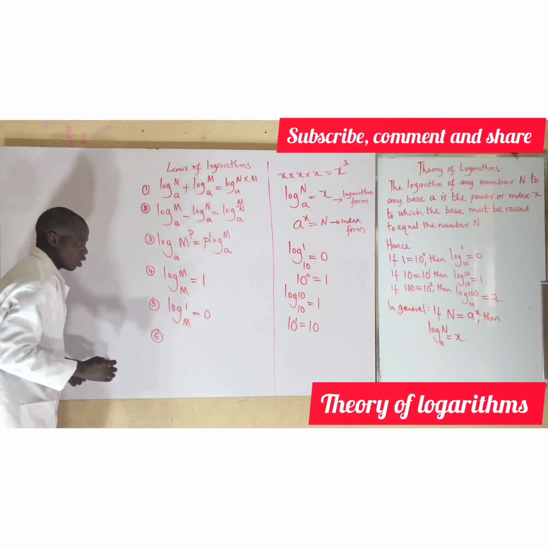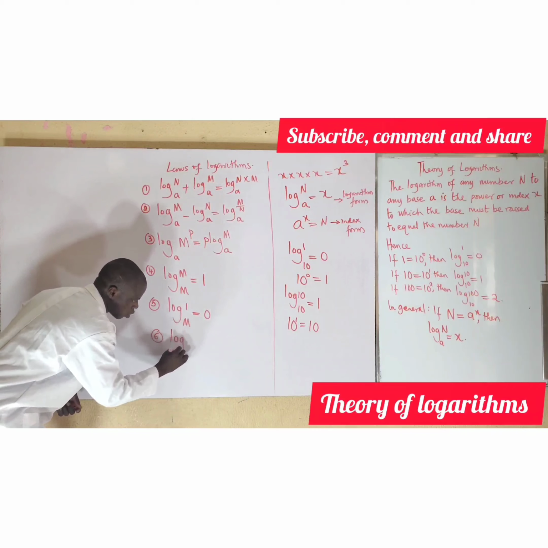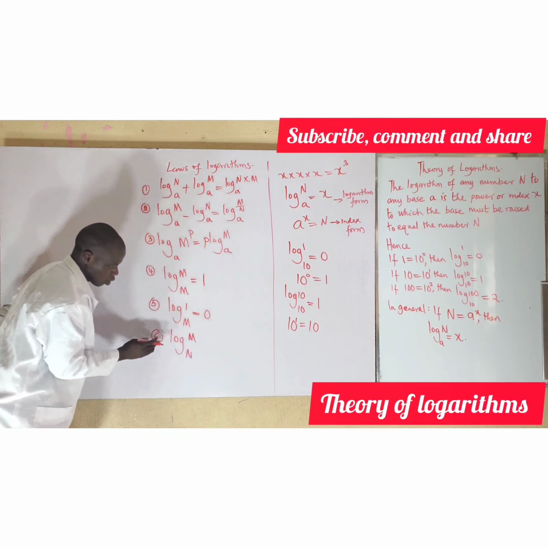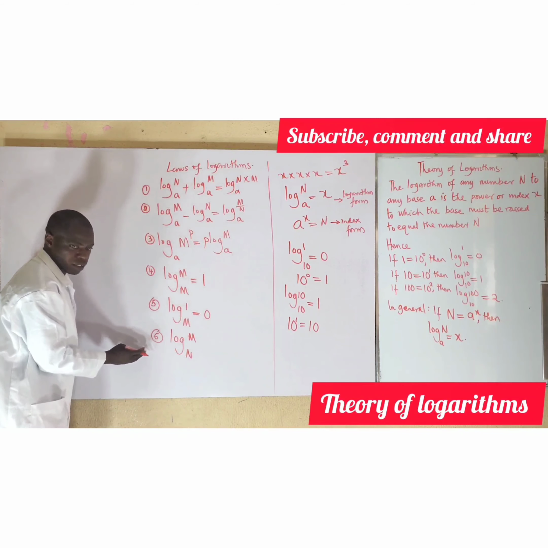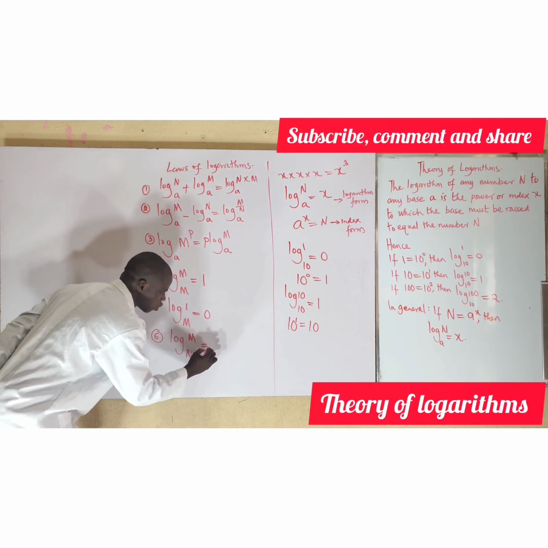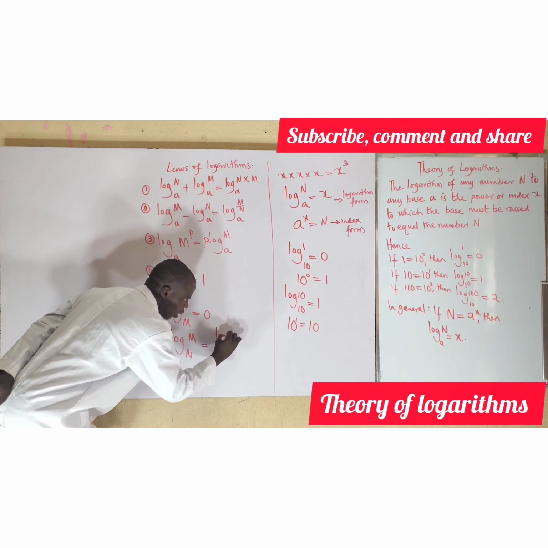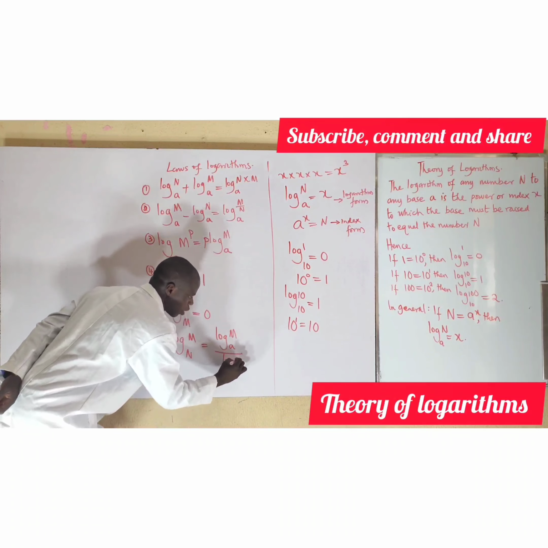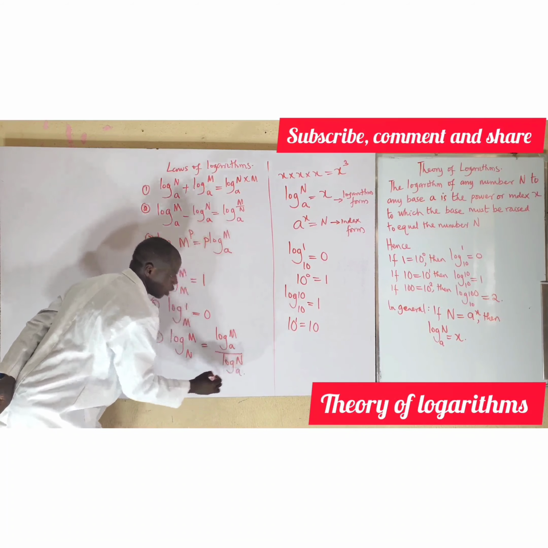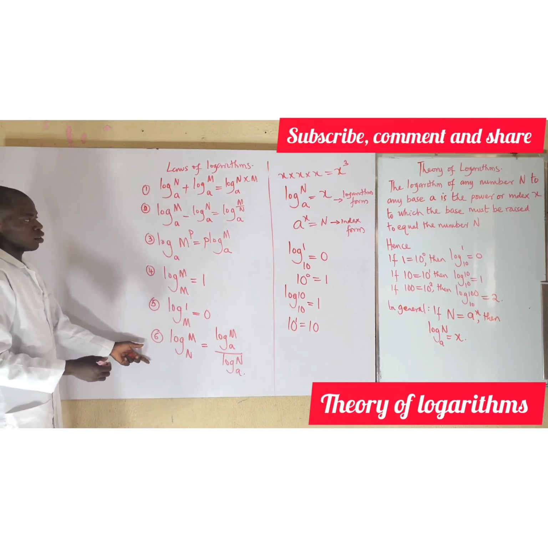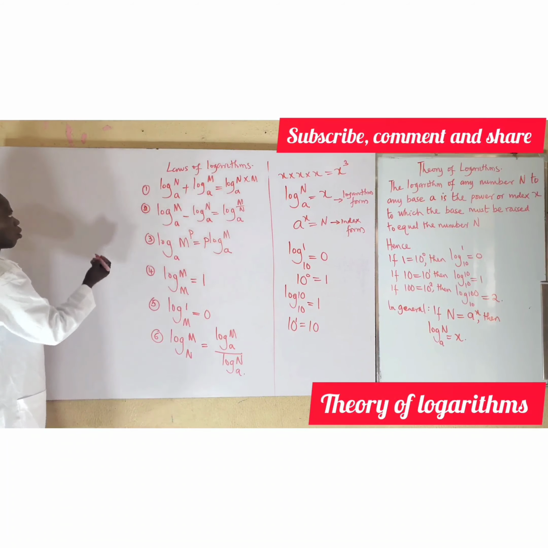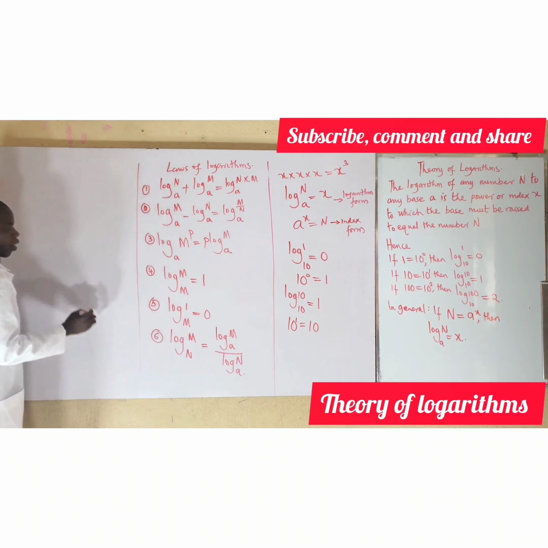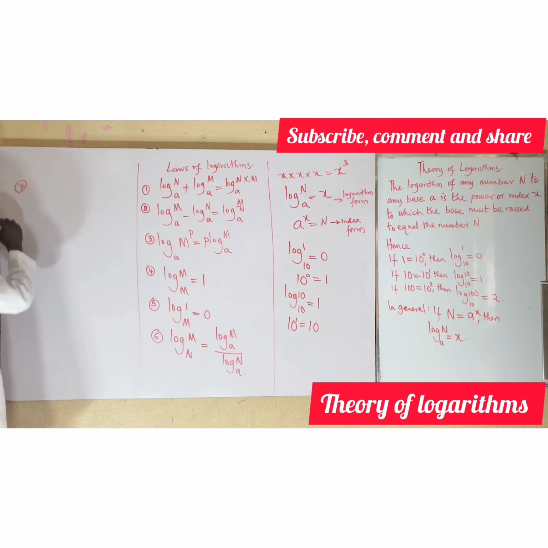Number 6: this is change of base. Log m to base n, I can change the base of this, and this is going to be log m base a over log n base a. These are the laws of logarithm. Now, we are still going to have the next one. Let's have another set, number 7.